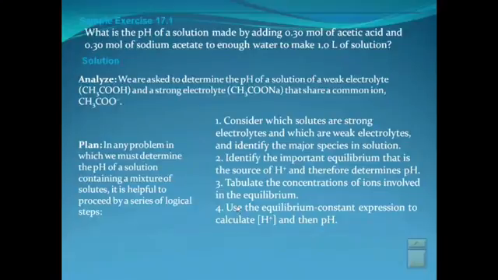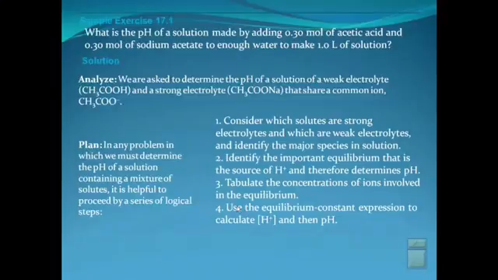So when you plan these things, it says in any problem in which we must determine the pH of a solution containing a mixture of solutes, it's helpful to proceed by a series of logical steps. So obviously we want to know what these steps are, and make sure that you put these down in your guided notes. Number 1. Consider which solutes are strong electrolytes and which are weak. In other words, which one will fully ionize and fully dissolve, and which one will not do that. And then identify the major species in the solution. So basically which ion is in majority, which ion is minority.